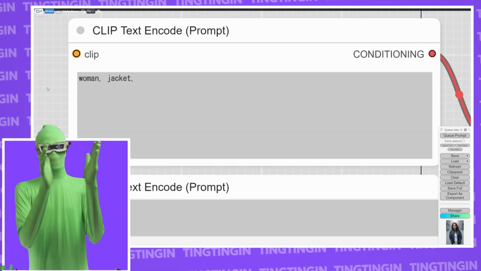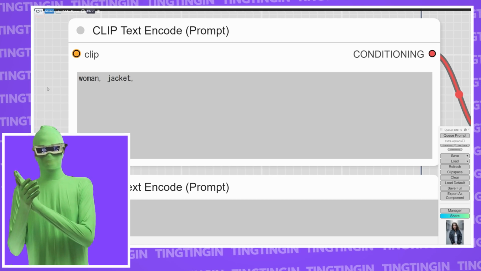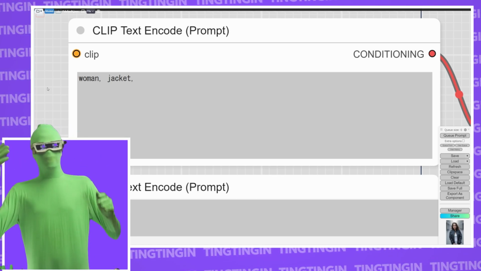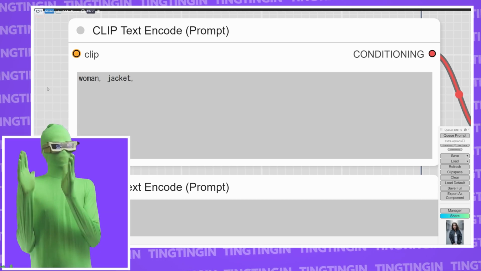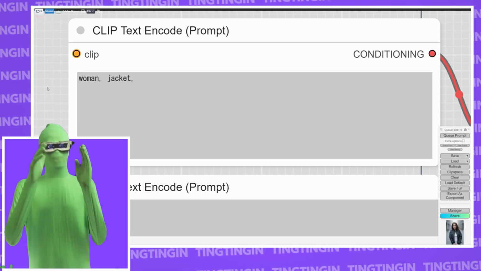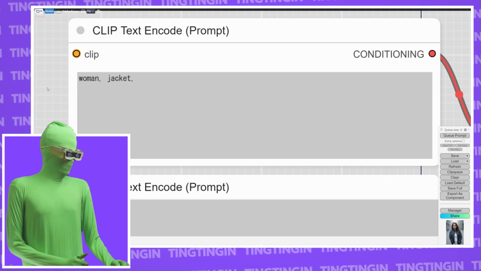You just list the qualities that you want, as opposed to describing a woman wearing a jacket walking down the street next to a building where a dog is running on the left or whatever. You just want to list: woman, street, dog, running. That's what you would want to say. Okay, so that's why we have "woman, jacket" here.